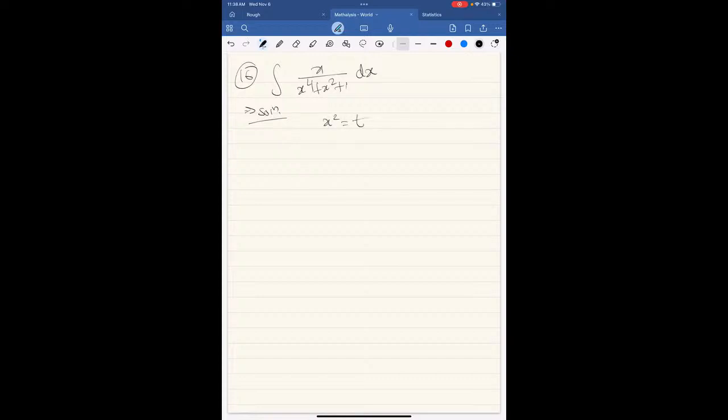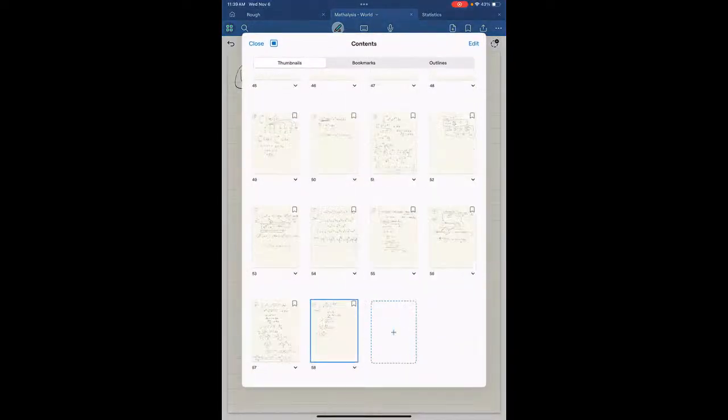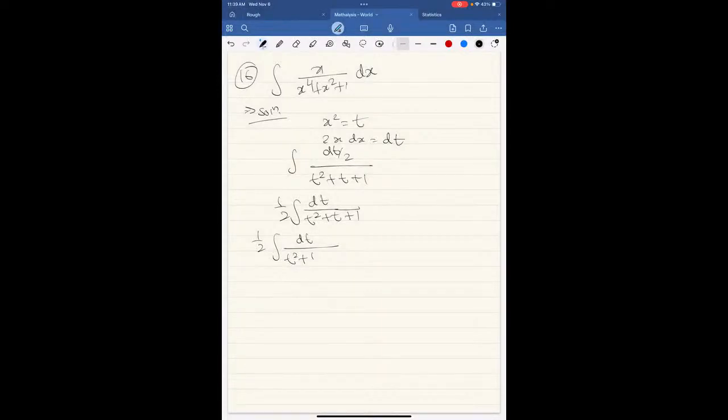Let's say x square is t, then 2x dx will be dt, right? So over here, this will just be dt by 2 now, right? Because there's x dx. Now this is t square plus t plus 1. And now we can just do those high school maths stuff. Completing the square, right? Now if we complete the square, we will have t square plus 2t half plus half square minus half square plus 1.